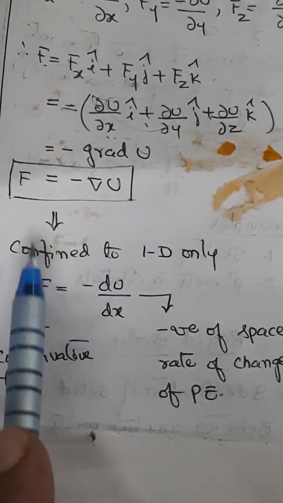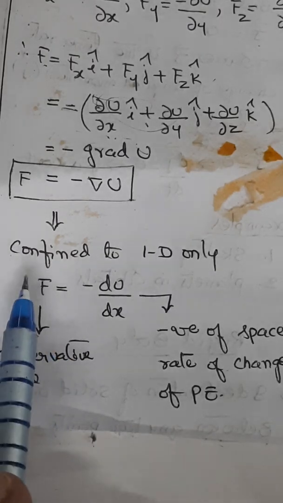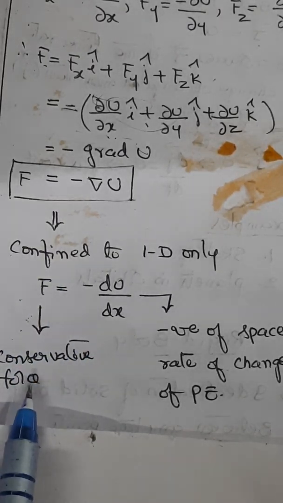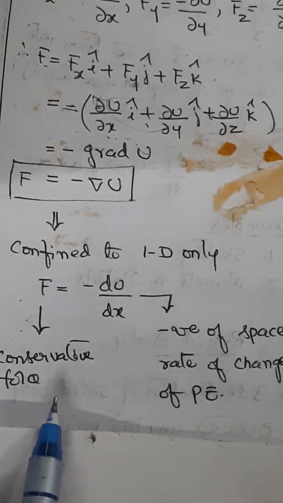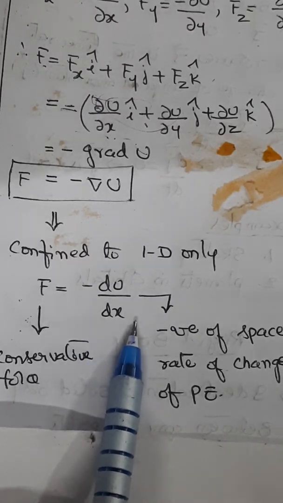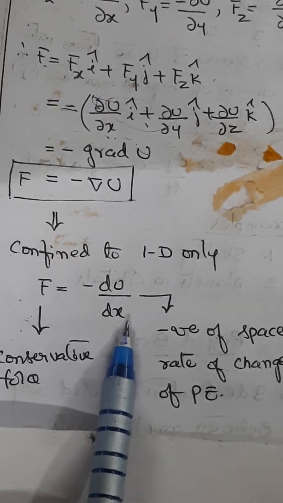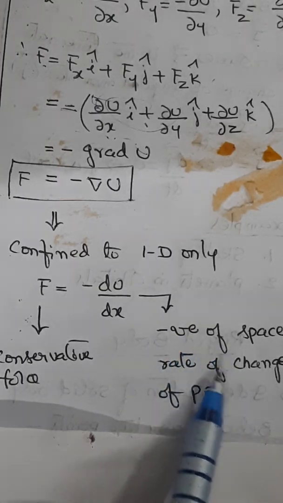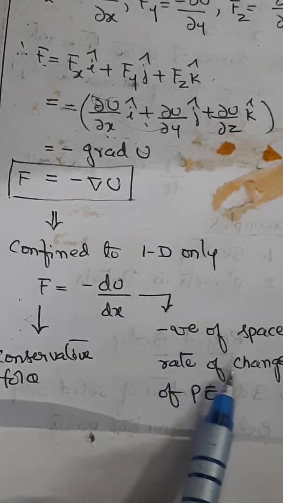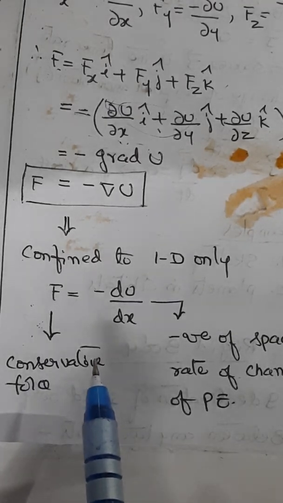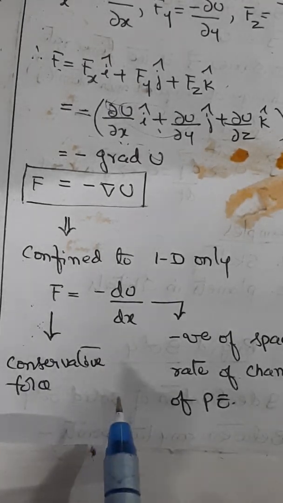So when instead of 3 dimensions, if we restrict ourselves to only 1 dimension, then we have F is equal to minus du by dx, showing that conservative force is a negative of the space rate change of the potential energy. Similarly, we can prove the curl of a conservative force also.